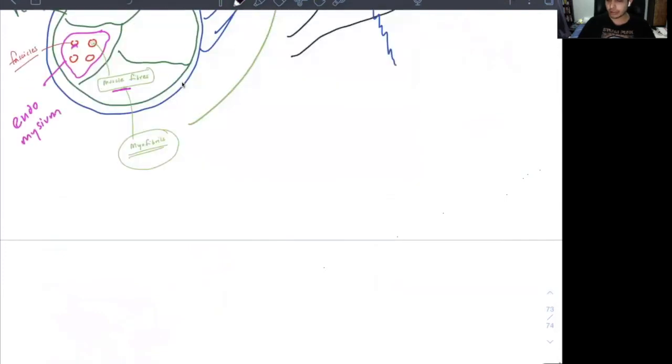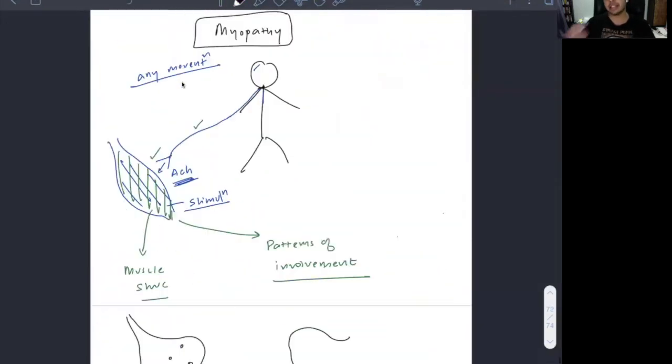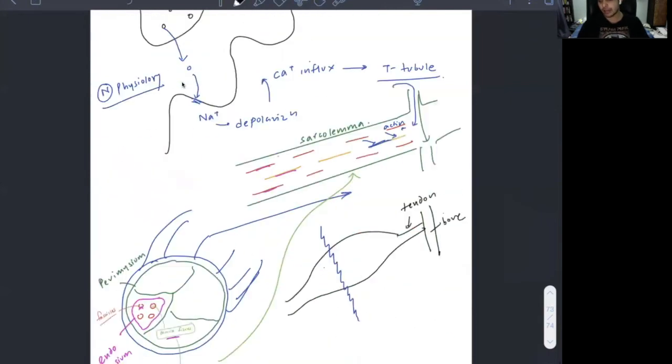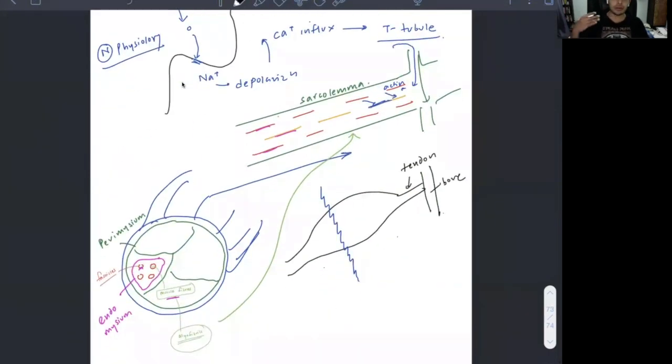Now, why is this important? Clinically, just like in a nerve, you had to diagnose where the lesion is. It is not just important to diagnose a neuropathy, it's also important to diagnose which part of the nerve is damaged. So is it the axon? Is it the myelin sheath? Is it the cell body? Similarly, in a muscle, you have to know the anatomy so that you know why the muscle is not contracting.